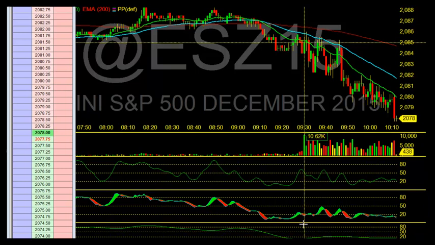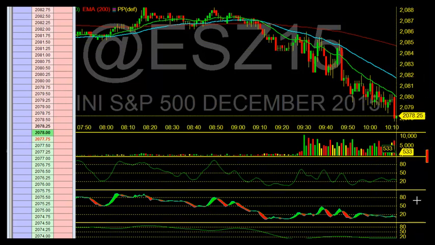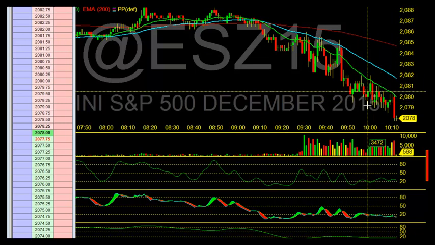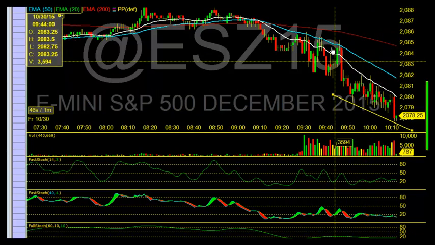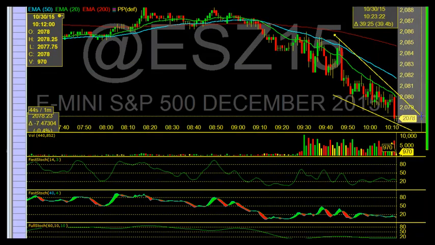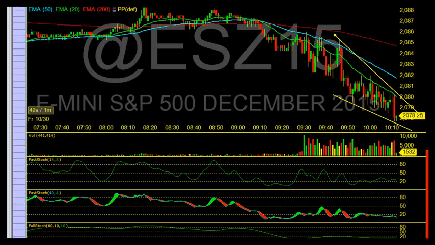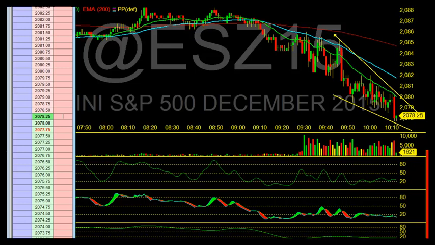Now, sometimes what we have is called a running divergence, and that's where we start to see that divergence play out, even though the price continues to push down here. So, it's a rare event. We'll see, we might have to just get right back into this because the setup is still there.